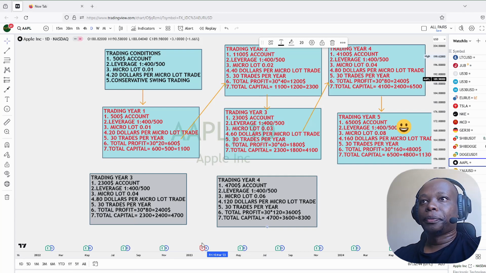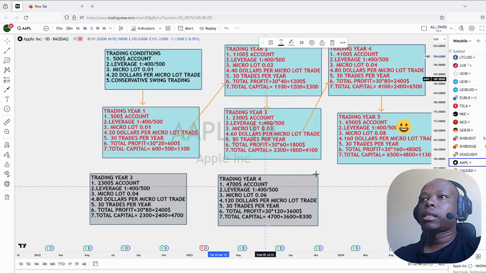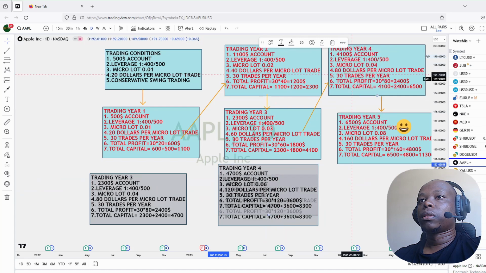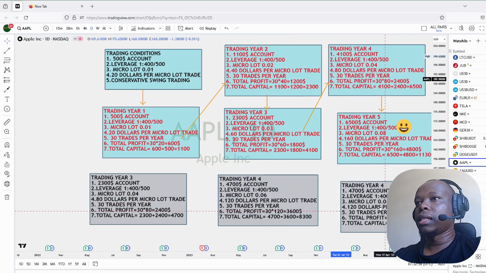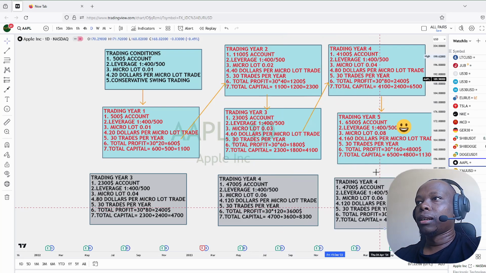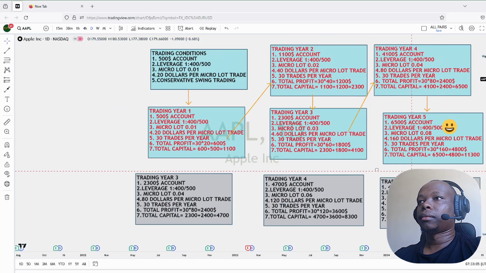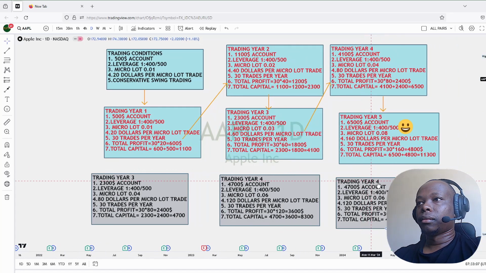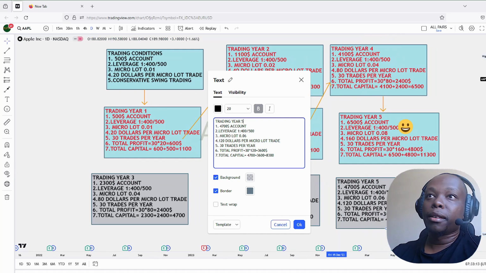So now, this is year 4. Let me clone. We see year 5. Remember, this is the slightly aggressive model. So this is year 5. We have 8,300.